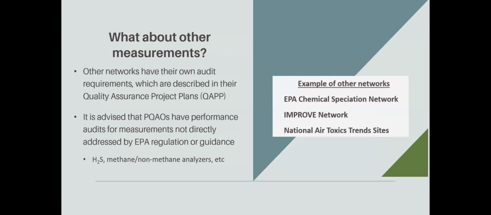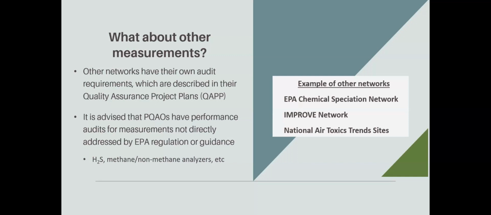Now you may say, what about other measurements that are not criteria pollutants and not governed by the CFR? Well, other networks certainly do have their own requirements. EPA has a bunch of other networks like the Chemical Speciation Network, the IMPROVE network, and the NATTS network, where they have audit requirements listed in their QAPPs in order to accommodate this quality assurance requirement.